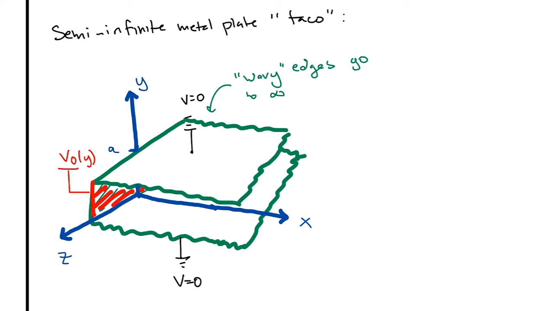They're also grounded, so that means that they're set at a potential of 0. So this one has a potential of 0, and this one has a potential of 0. These two plates are separated in the Y direction by a distance A, so they've got some gap between them. And then on this edge here, they actually end in the XY plane here.